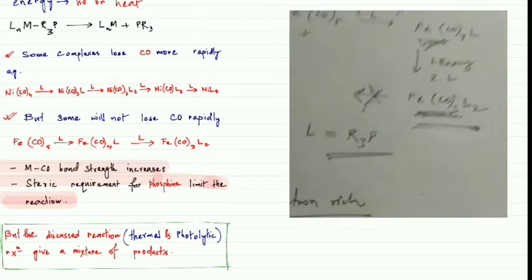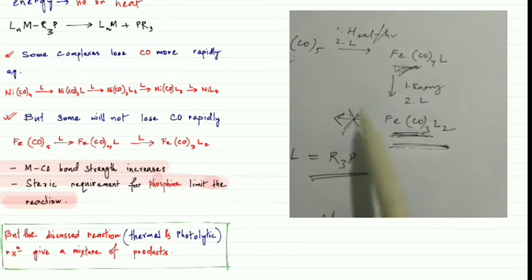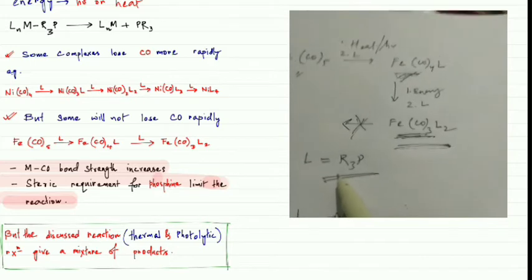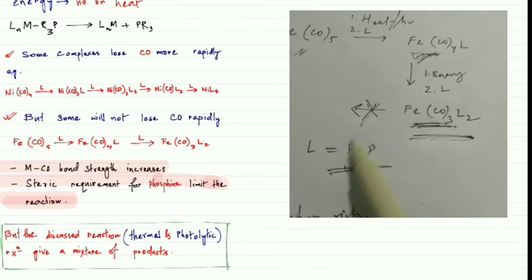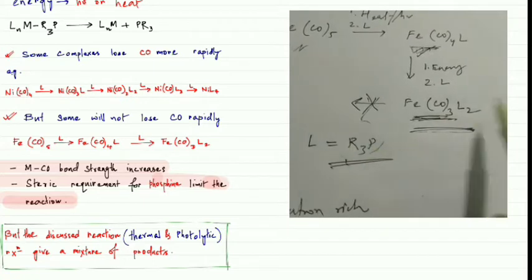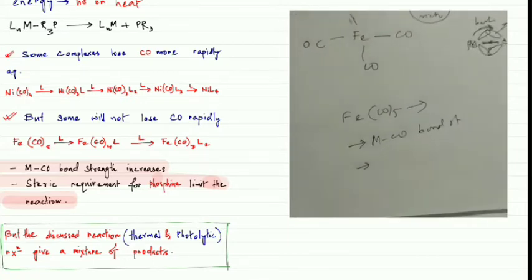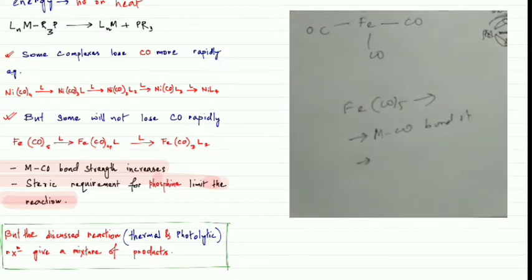So after this, if you apply energy and try to add the triphenyl phosphine, then because of steric hindrance it will limit these reactions. So this is also one reason behind the slow rate of that reaction.